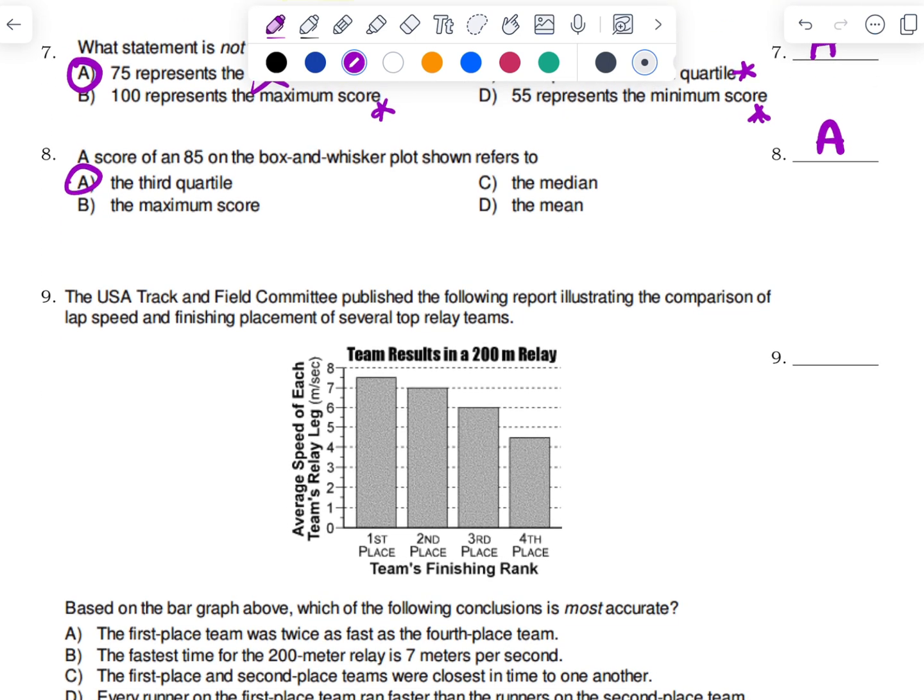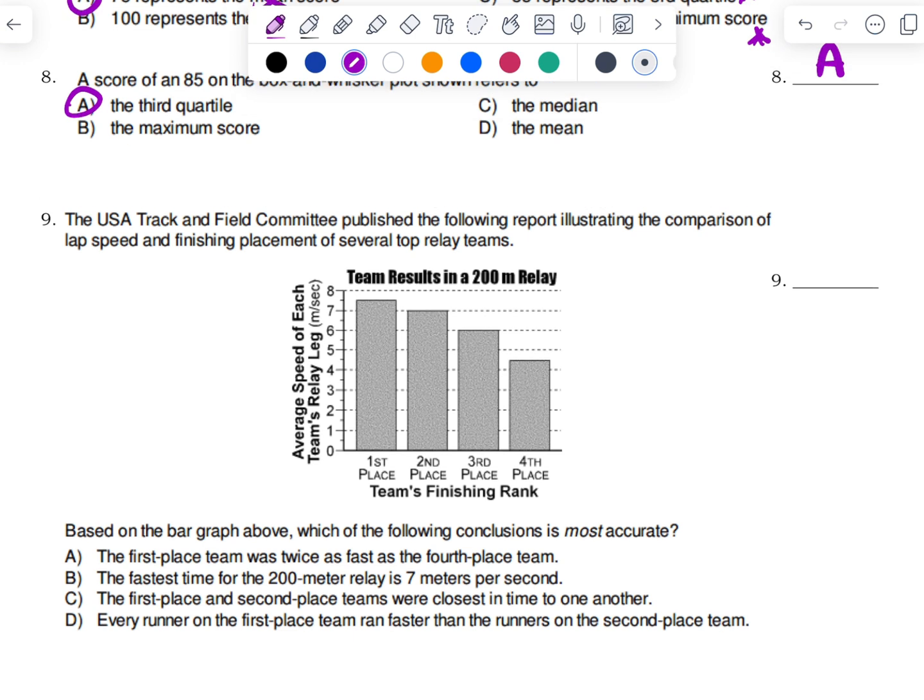All right, moving along. Based on the graph, we've got team results in a 200-meter relay. Based on the bar graph above, which of the following conclusions is most accurate? Okay, so this can be a little tricky because you might think that there's more than one right answer. No, there is a best answer. So let me read through these for you.